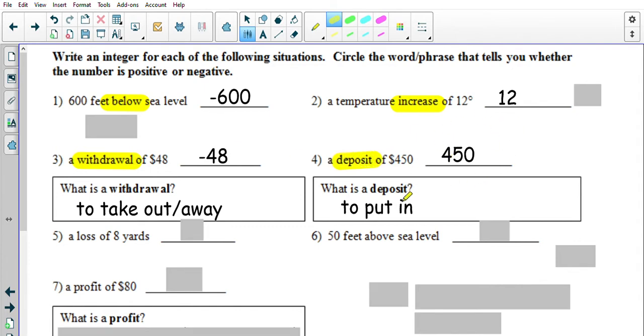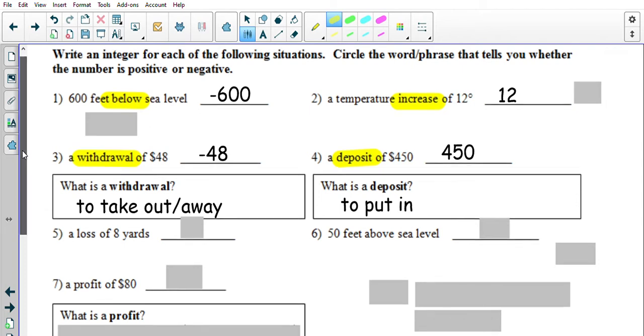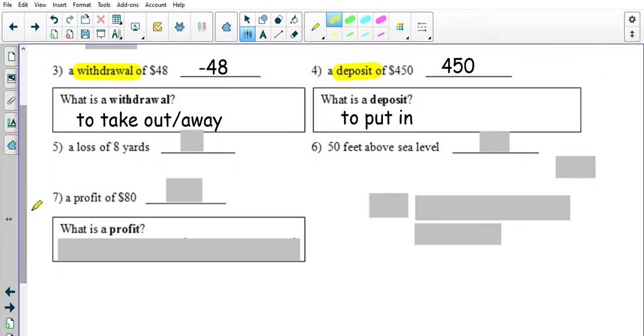It's important to be familiar with these words. Again, while you don't have the same real life experience that myself as an adult might have, it is important to be familiar with them. Number 5, we have a loss of 8 yards. Clearly, this is going to be a negative integer, -8, since loss is going to represent a negative number.